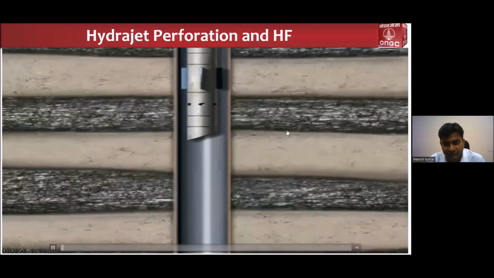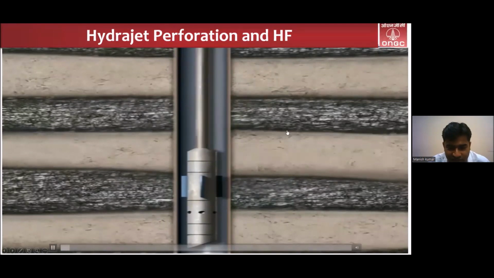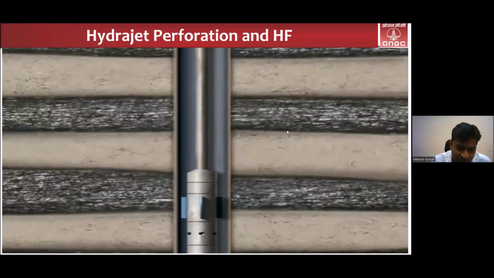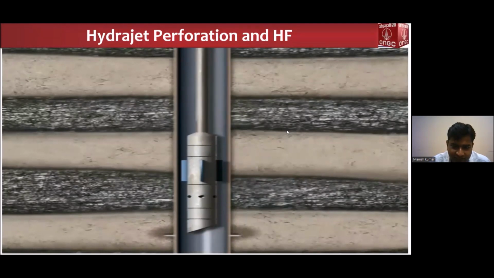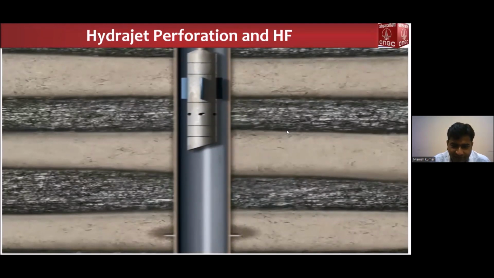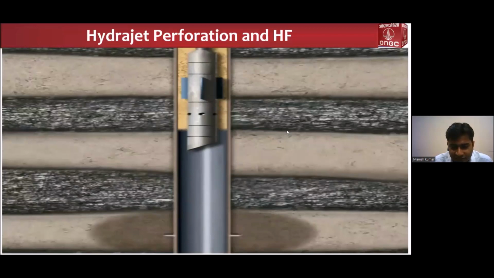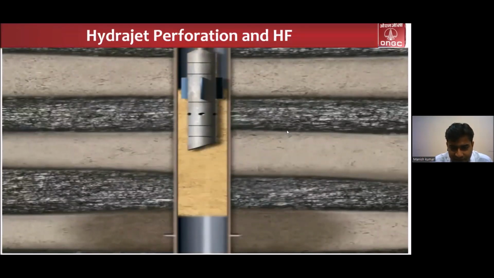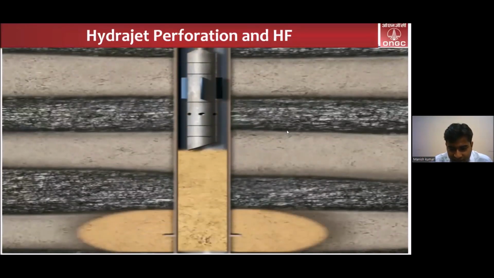This is the video which I was supposed to show on hydrojet perforation HF. First, the BHA is lowered, and through nozzles, as I have said, through slurry pumping, the cuts are created in the production casing, and after the cuts are created, as you can see here, then the CT is pulled out, and further the hydrofracturing of the seam takes place by pumping the propellant with the slurry.